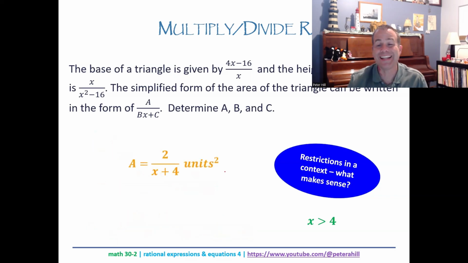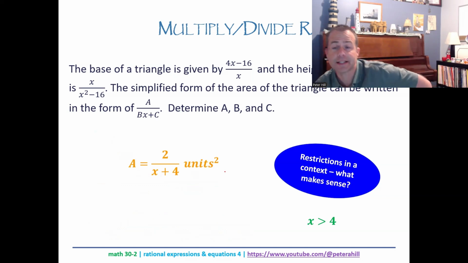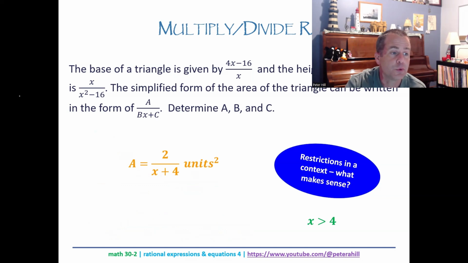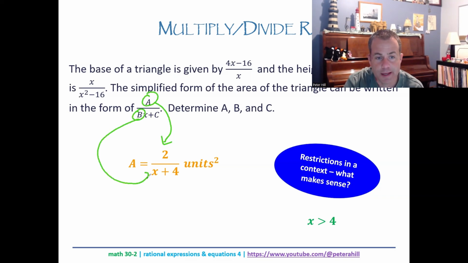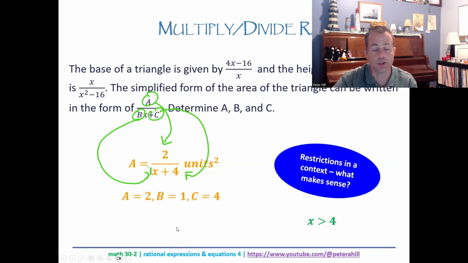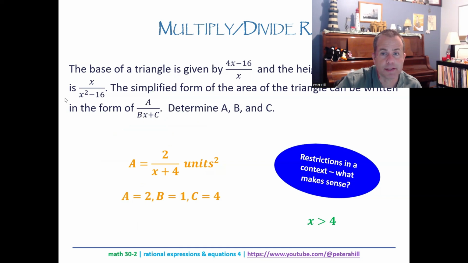Okay, now it didn't actually ask me what the area of the triangle is. It asked me to state the values of A, B, and C. So what I need to think about here is, okay, A is 2, B is the number in front of x, which would be a 1, right? And then C is 4. So I want to make sure that I actually conclude by answering the question I was asked. A is 2, B is 1, C is 4. Okay? All right, we totally got this.